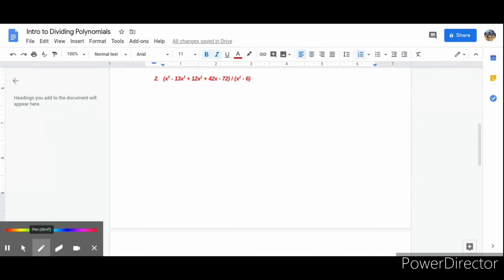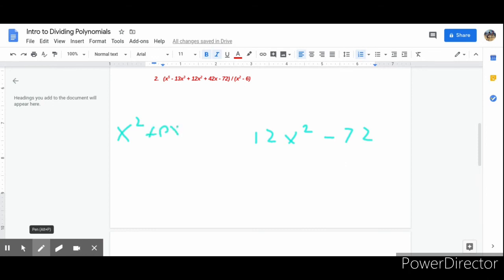Recording was cut off, so let me quickly redraw what we had. We had 12x squared minus 72, and we were dividing by x squared plus 0x minus 6. So we want to look at the same thing. We want to look at the first term. So what times x squared equals 12x squared? Well, 12 times x squared equals 12x squared. So now we do 12 times this whole entire thing right here.